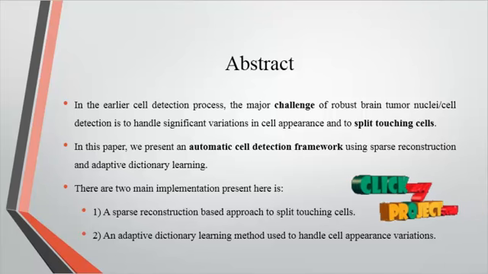In this paper, we present an automatic cell detection framework using sparse reconstruction and adaptive dictionary learning. These are the two main contributions of our method, as already discussed: sparse representation based on the adaptive dictionary learning method used to handle the cell appearance variations. The automatic cell detection results are compared with the manually annotated ground truth and other state-of-the-art cell detection algorithms.